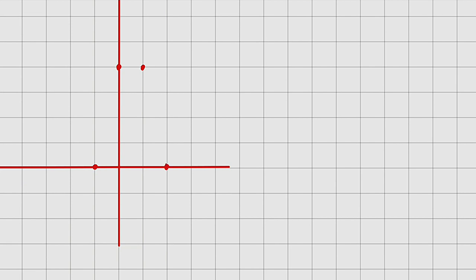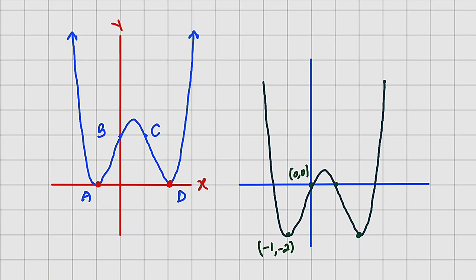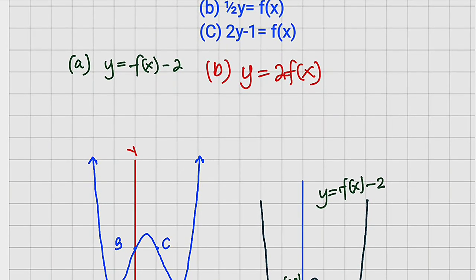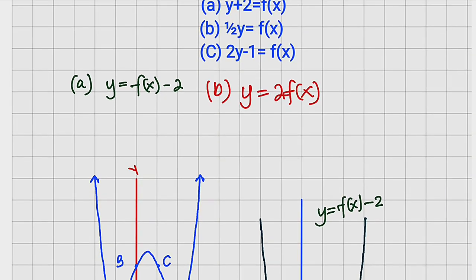So let's connect all these points together. All right, so I have just connected all the points together. And this graph is what? y equal to 2 times f of x. The previous one is what? y equal to f of x minus 2. Then the last one here is 2y minus 1 equal to f of x.